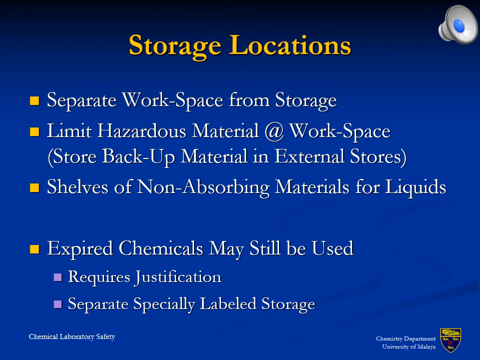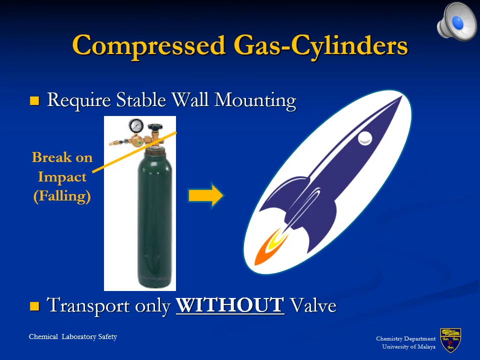Expired chemicals may still be used, if it is safe. However, expired chemicals must be stored away from other chemicals and their continuous use requires a justification. Gas cylinders must be mounted at the wall to avoid falling. Transport of gas cylinders must be done without the mounted valve. If a gas cylinder falls on the valve, it reacts like a rocket and is likely to pass several walls before it finally stops.